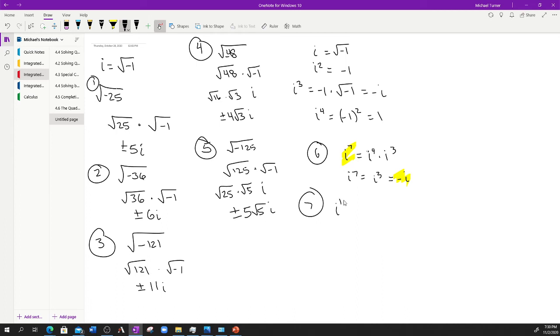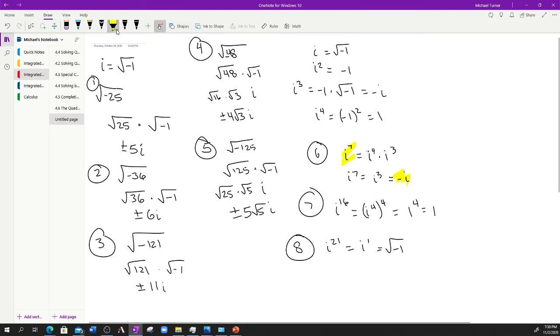Let's see another one. i to the, let's say, 16th power. I can divide out i to the fourth power, so i to the 4 times i to the 4, and you can use your product rule or your power of a power rule, but i to the fourth power is just 1, so that means i to the 16th simplifies to 1. Number 8, i to the 21st power. 4 goes into 20 evenly, which would leave me with i to the first power. And by definition, i to the first power is the square root of negative 1.